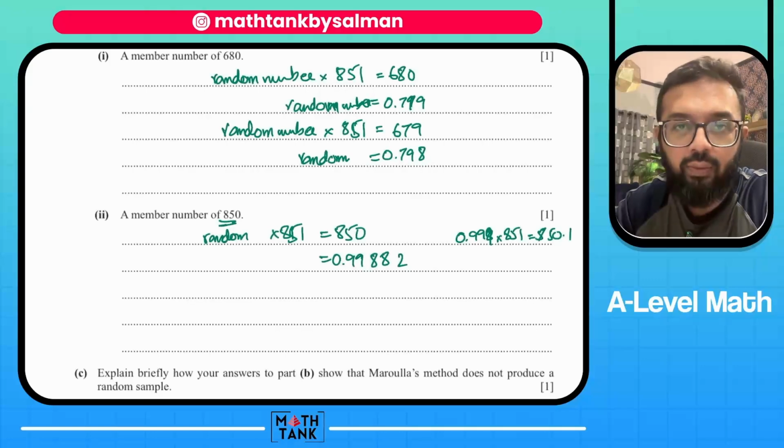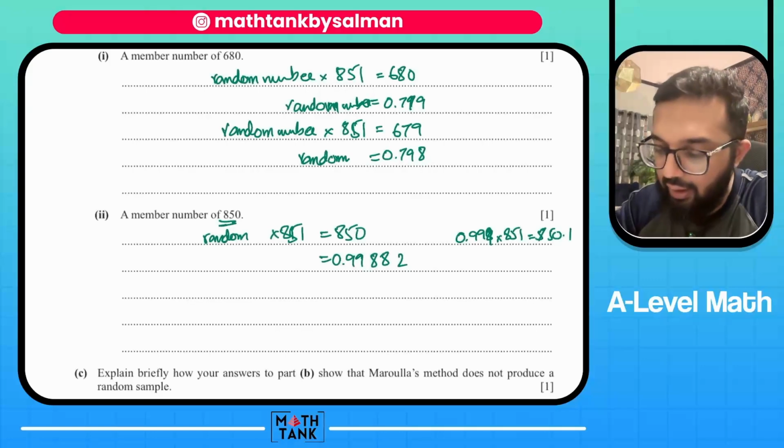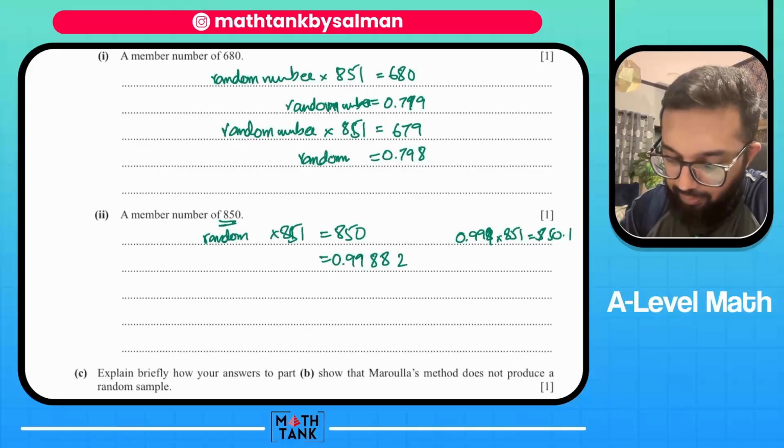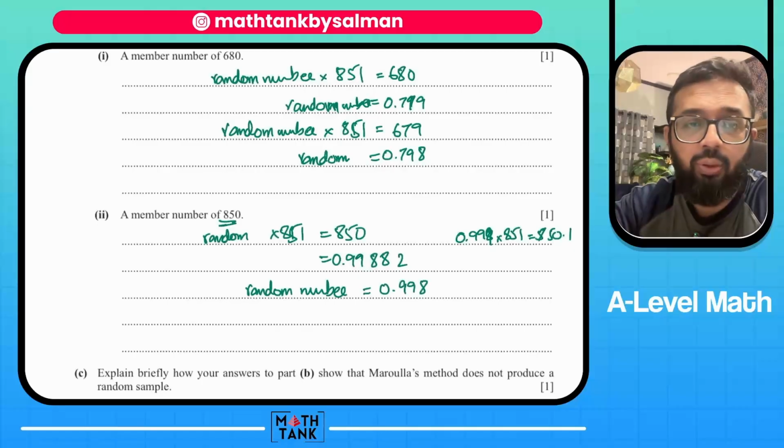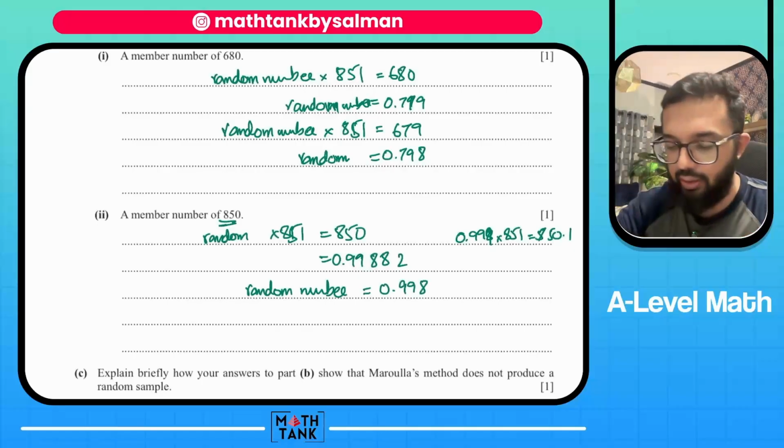But I'm not looking at 851. I'm supposed to look at 850. So I should take the random number below it. I should say that the random number would have been 0.998 and not 0.999, because 0.999 gives you a higher rounding off.